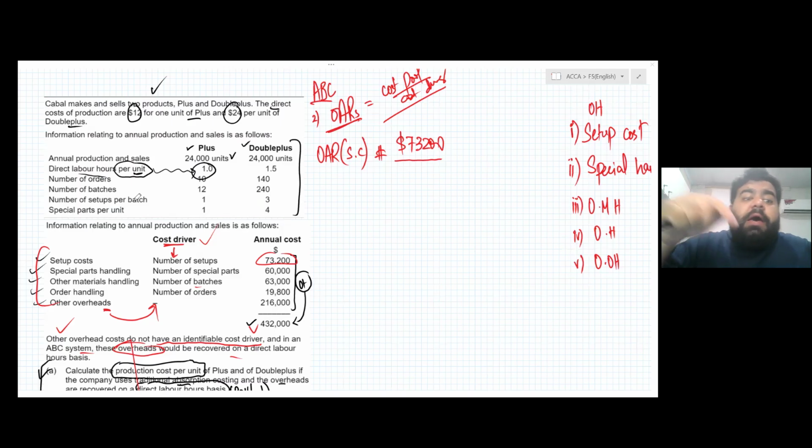Number of setups per batch means that for one batch, the number of setups for plus is 1 and for double plus is 3. So if it's written like that, number of setups per batch, you have to find how many batches there were to calculate the total setups incurred. If you see, the total number of batches are given above: 12 batches for plus, 240 batches for double plus.